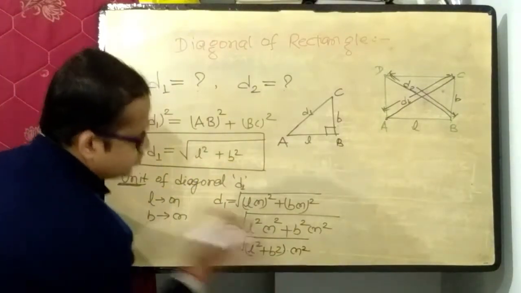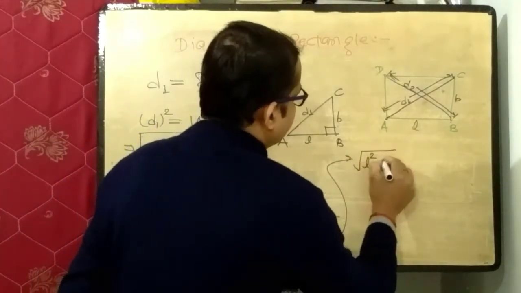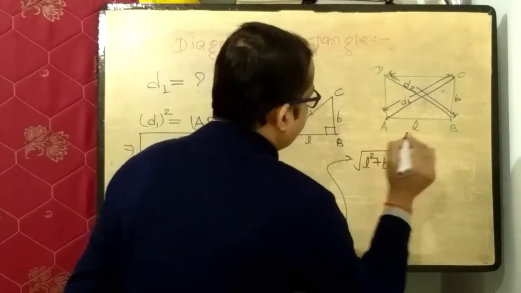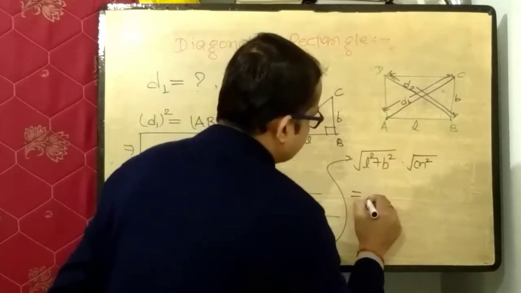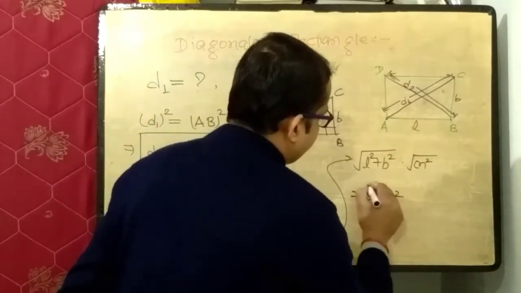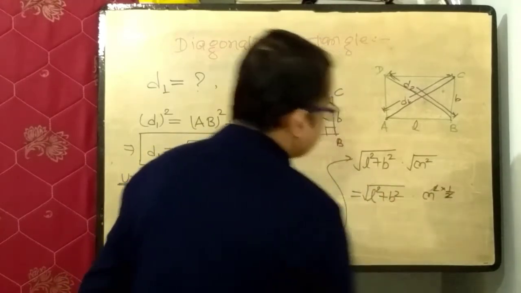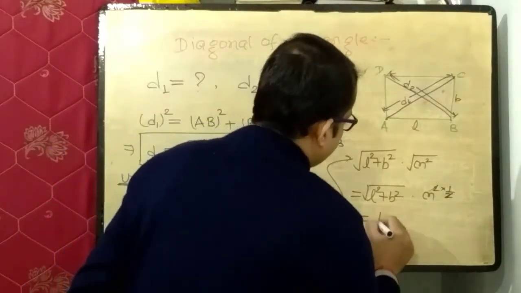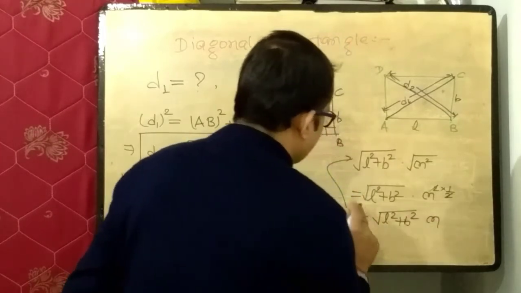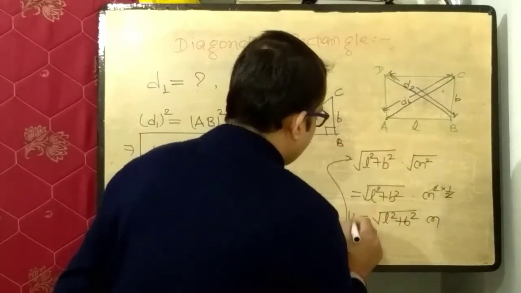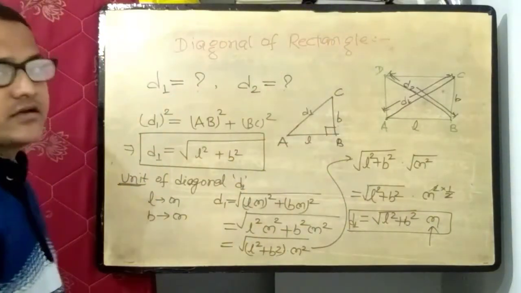If you separate these two terms, then what will you get? You will get root over L square add B square into root over meter square. That means L square add B square to the power half into meter square to the power half. These two powers cancel out and you obtain root of L square add B square in meter. That means the unit of diagonal D1 is meter, if length and breadth are given in meter.